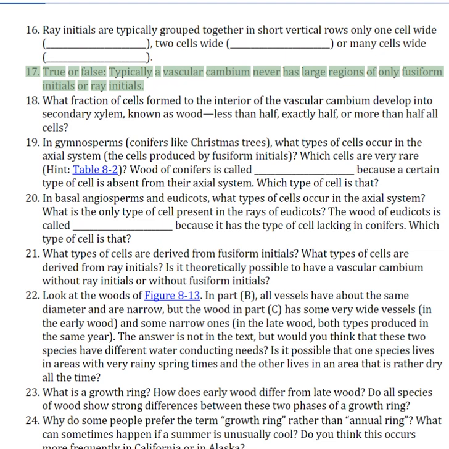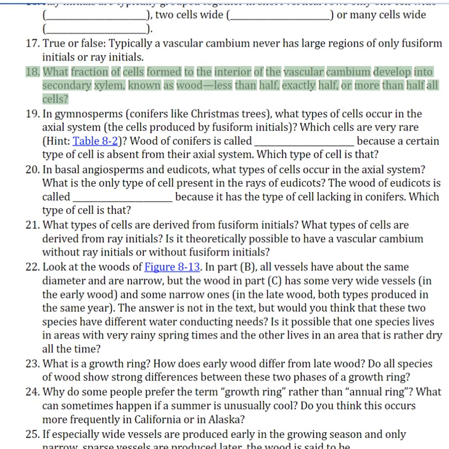17. True or false, typically a vascular cambium never has large regions of only fusiform initials or ray initials. 18. What fraction of cells formed to the interior of the vascular cambium develop into secondary xylem, known as wood, less than half, exactly half, or more than half of all cells?